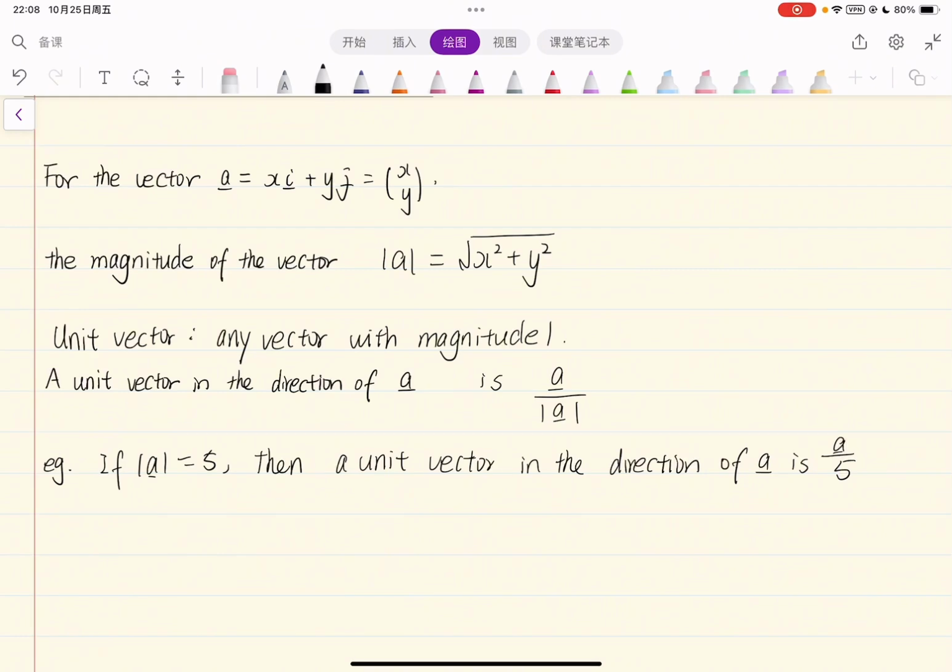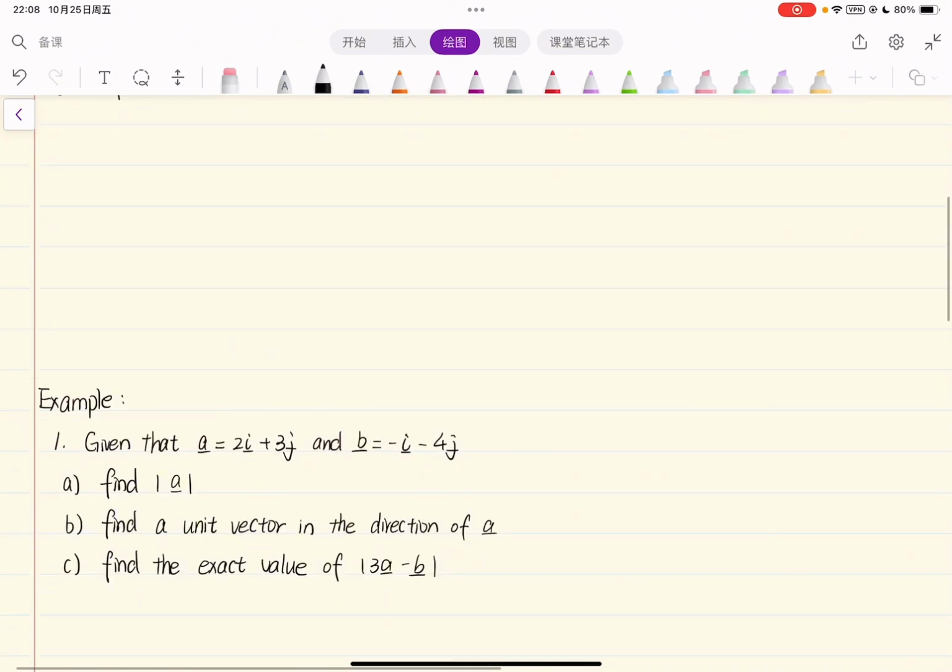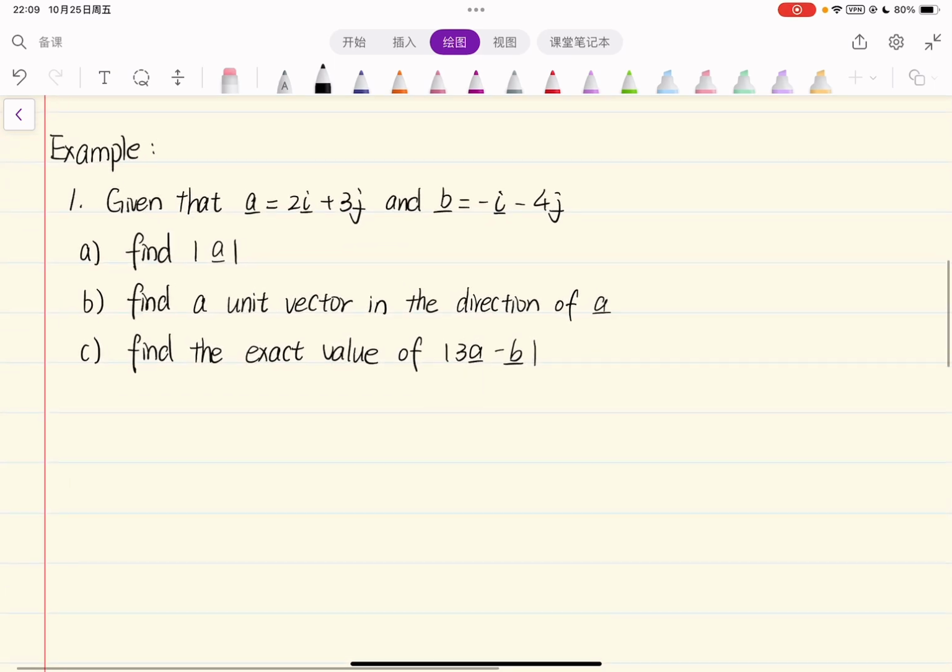Now let us see some example questions. For question 1, given that A equals 2i plus 3j and B equals minus i minus 4j. Part A asks you to find the magnitude of vector A. So the magnitude of A equals the square root of 2 squared plus 3 squared. We can see here is 2, here is 3. So that equals the square root of 4 plus 9, that equals the square root of 13.